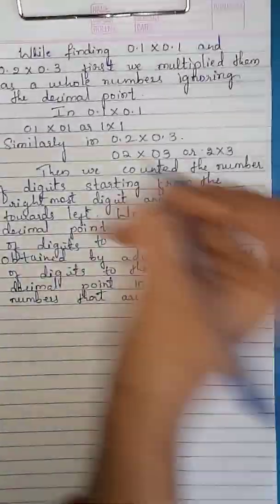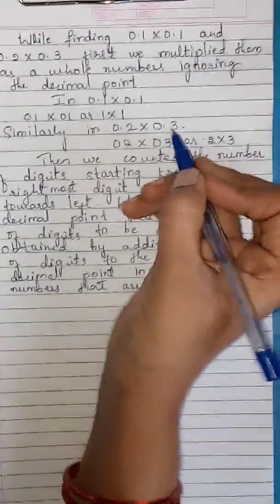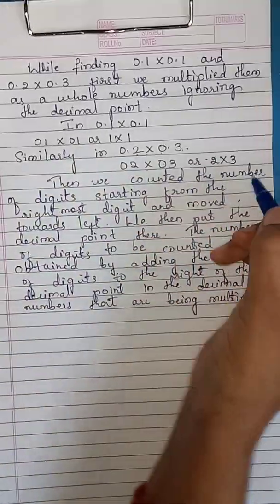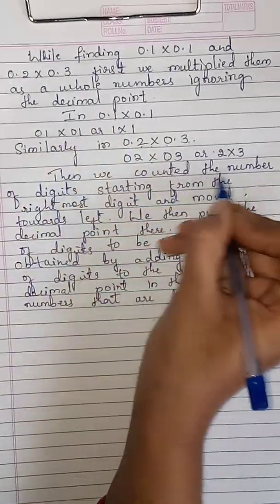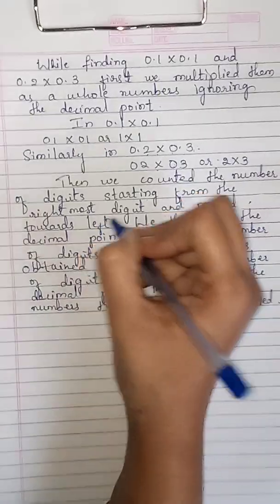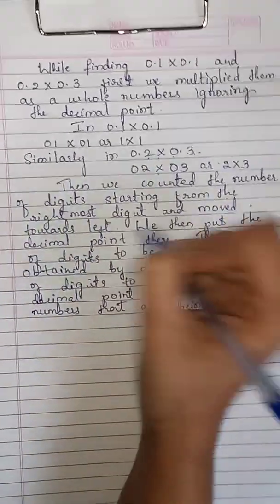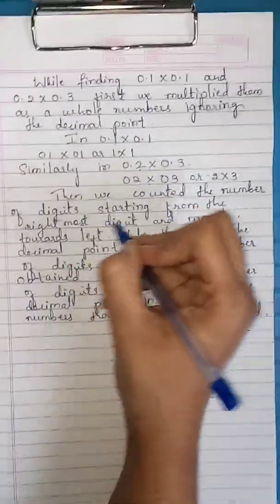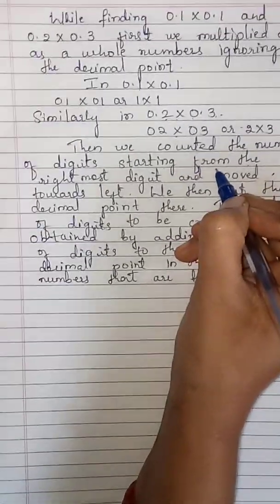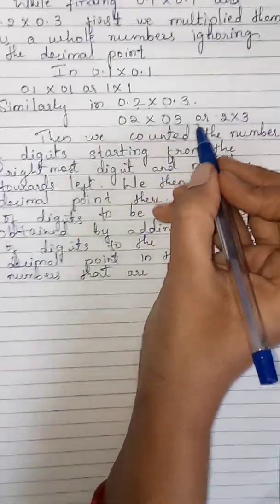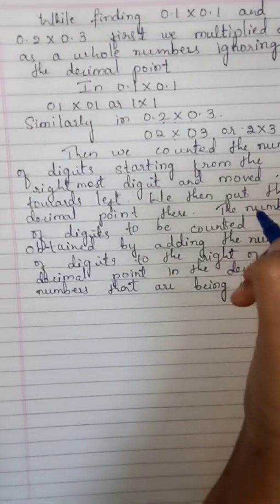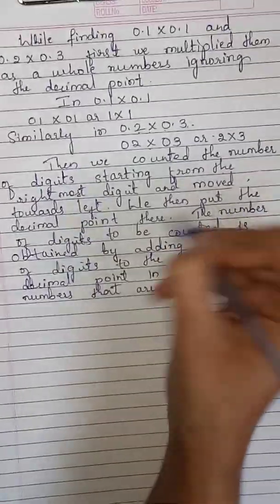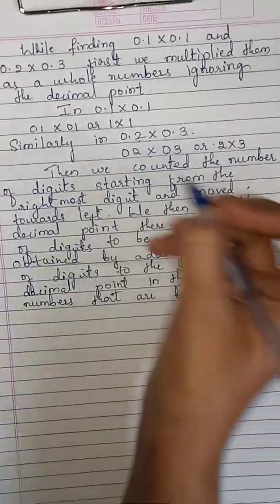See children, here in 0.1 and 0.1 and 0.2 into 0.3, here first we multiplied them as a whole number, ignoring the decimal point, and then we counted the number of digits starting from the rightmost digit and moved towards the left. We then put the decimal point there.